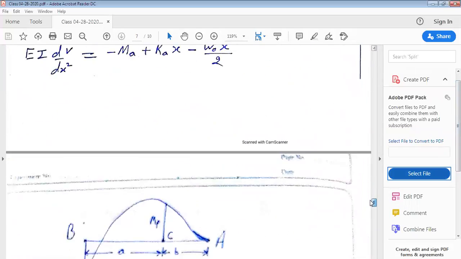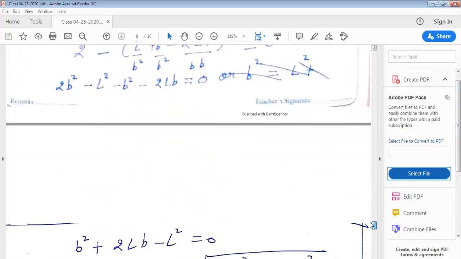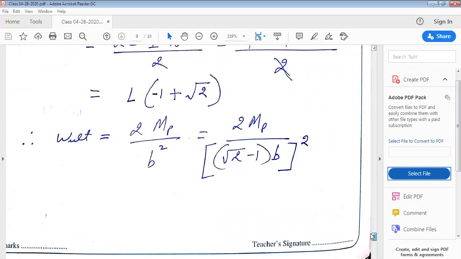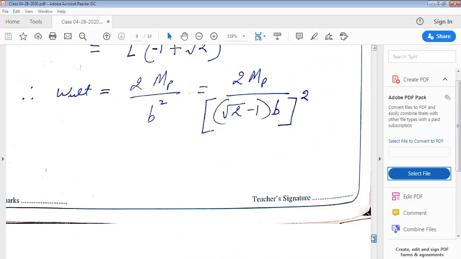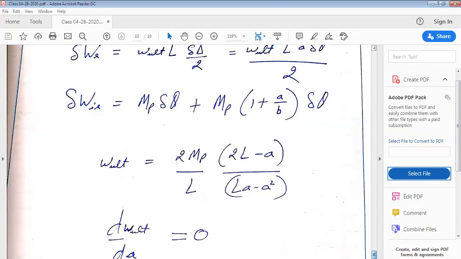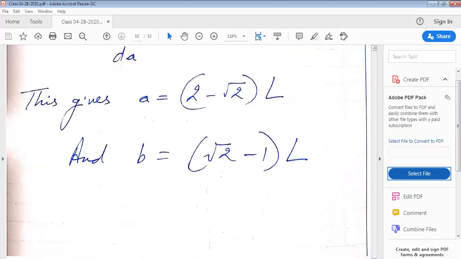B equal to (under root 2 minus 1) L. So this we had derived earlier, and now again we have derived using the principle of virtual work, B equal to (under root 2 minus 1) into capital L. Thank you.